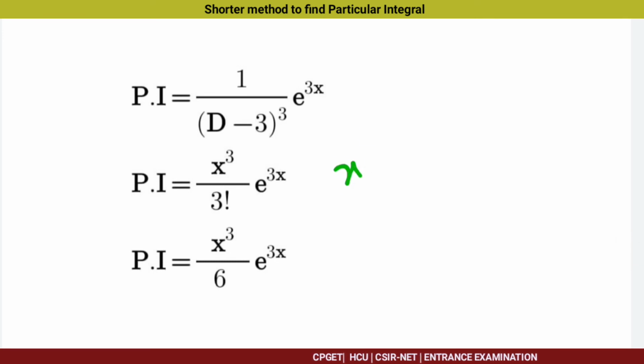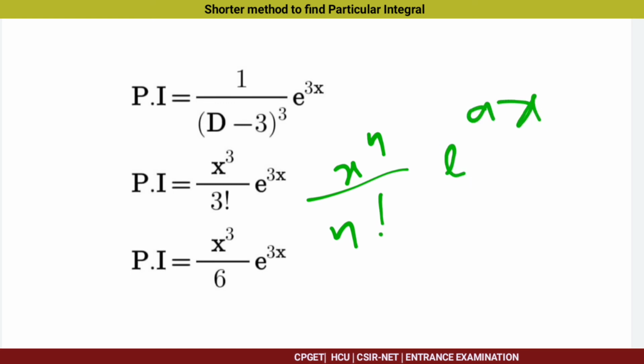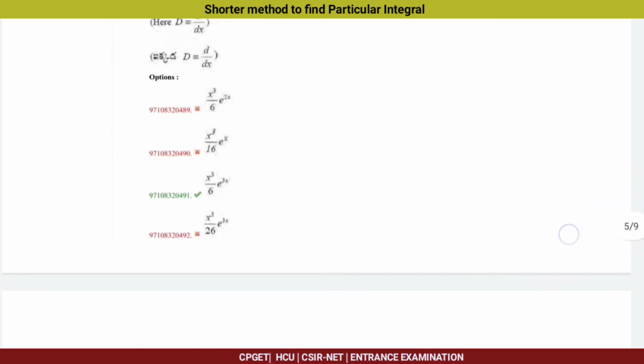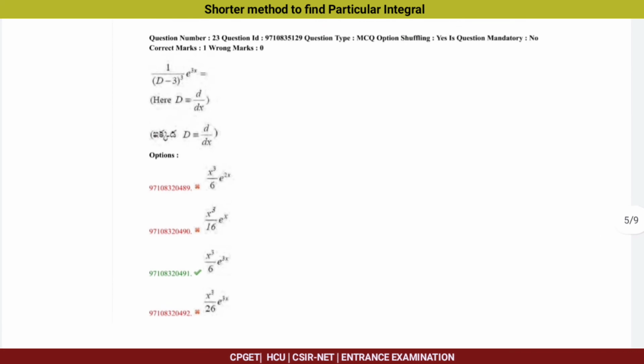What is the formula? x to the power of n by n factorial into e to the power of ax. Here a value is 3, n value is 3. So what is the particular integral? 3 factorial means 6. So the particular integral is x cube by 6 into e to the power of 3x. Now see in the options, option 3 is the correct answer.